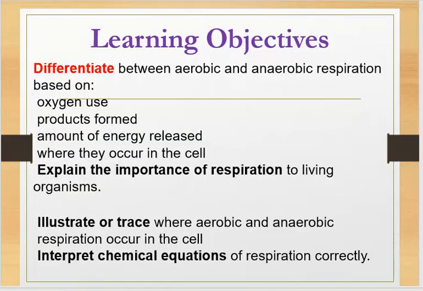More so, we're going to differentiate between aerobic and anaerobic respiration based on oxygen use, products formed, amount of energy released, and where they occur in the cell. Explain the importance of respiration to living organisms. Illustrate or track where aerobic and anaerobic respiration occur in the cell. Interpret the chemical equation of respiration correctly. All this will be discussed.